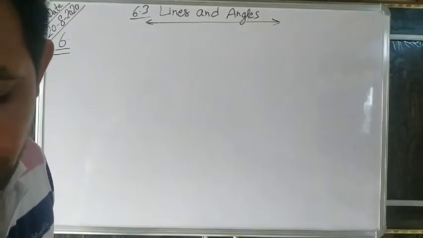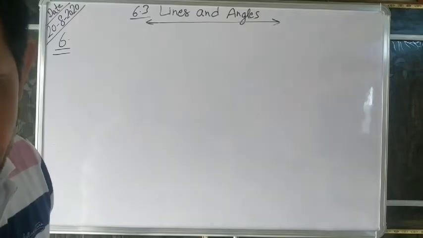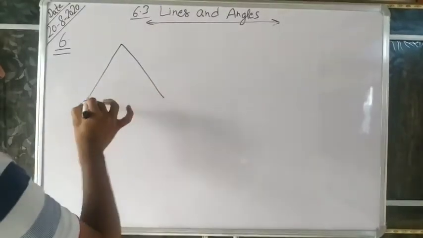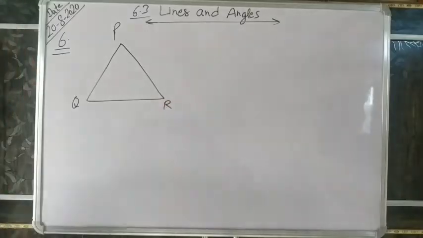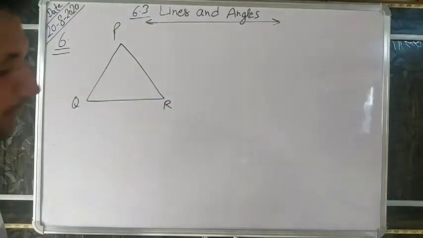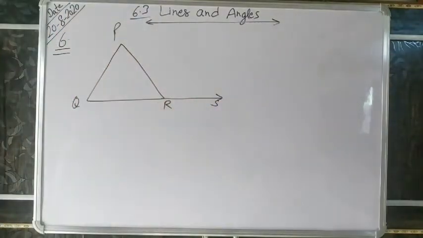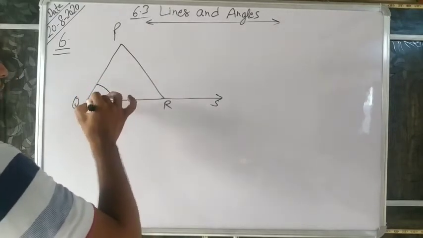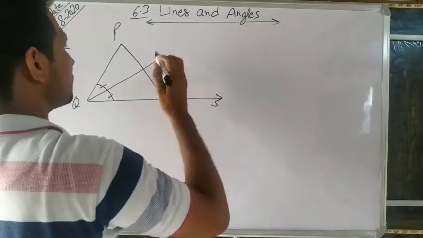In figure 6.44, QR side of triangle PQR is produced to a point S. Next, if the bisector of angle PQR, the bisector of this one. Bisector means dividing into two equal parts. This one is equal to this one.